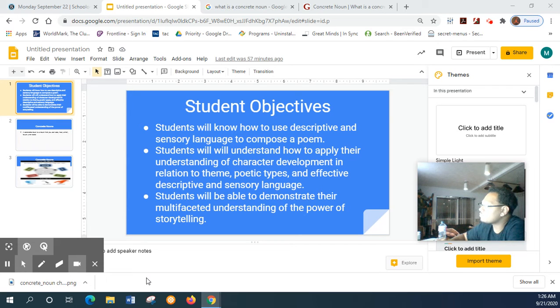Next, students will understand how to apply the understanding of character development in relation to theme. We know what theme is. Theme has a moral lesson. Theme has something to do with more to the story. It's a lesson or virtue, something that's going on bigger than what it is.